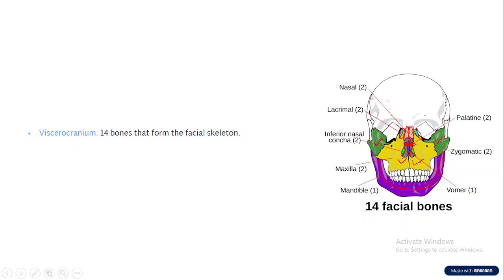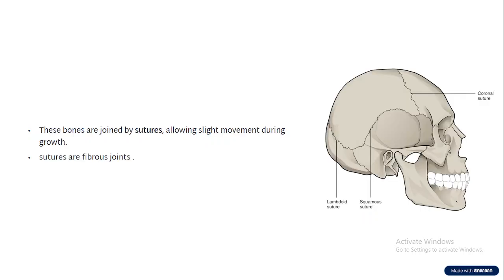So this is also a major part of the facial skeleton. These 14 bones join together to form the viscerocranium. Now, the bones of the skull are basically joined by sutures. Sutures are fibrous joints and they do not allow movement of these bones.